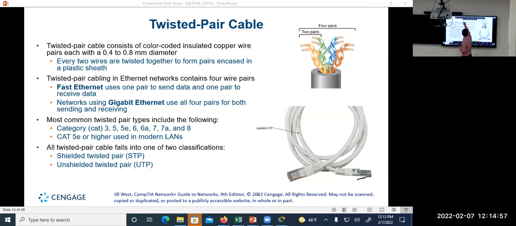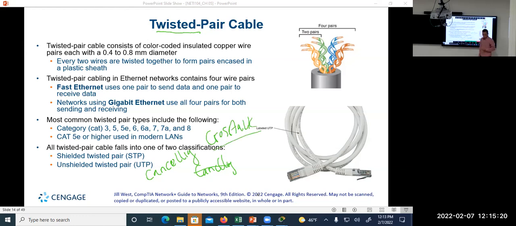That's why they call it a twisted pair here. Twisted pair means that each of the wires is twisted together. And the reason they twist together is because they want to cancel out crosstalk.